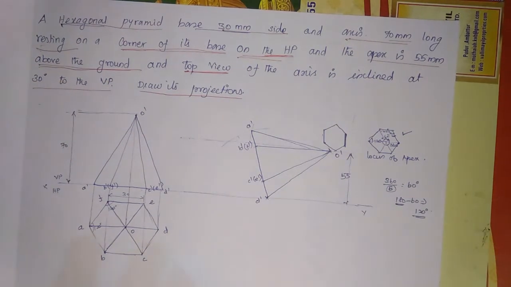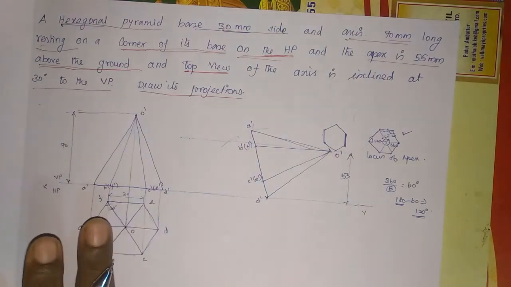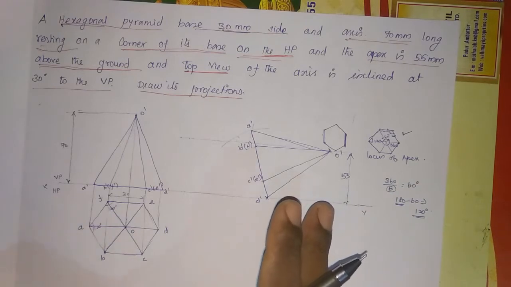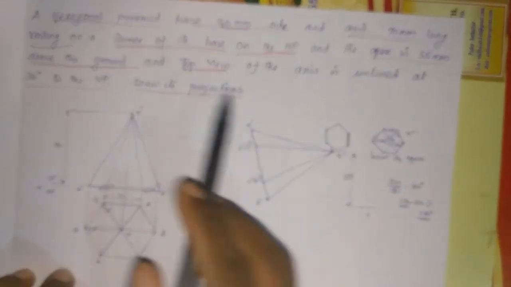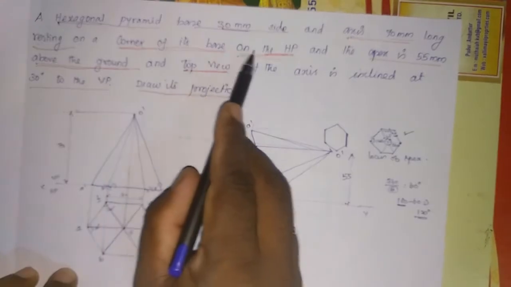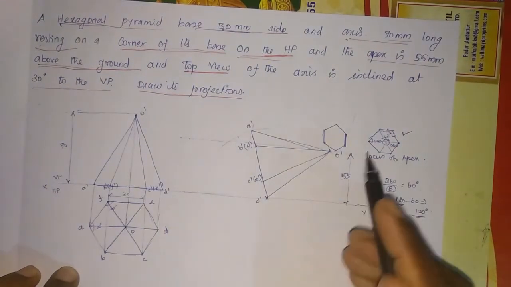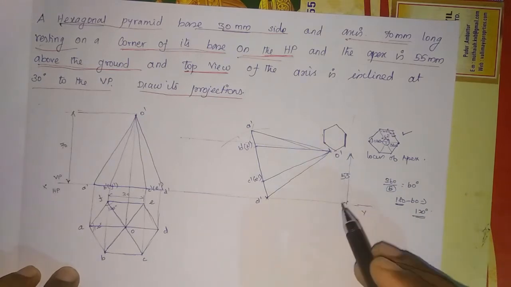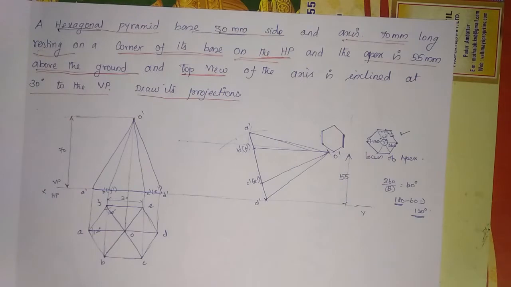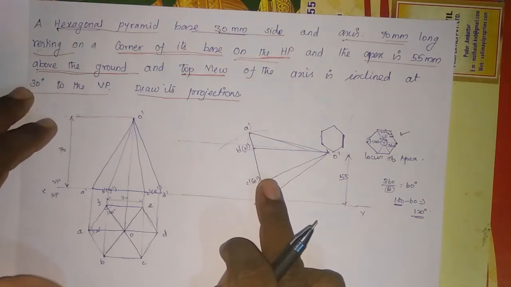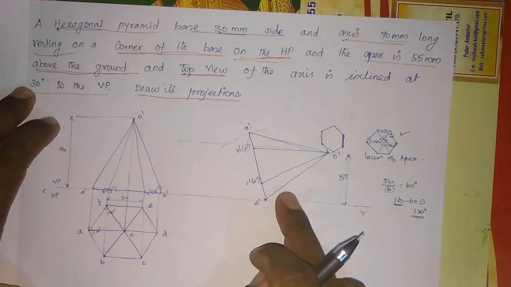Now we have changed its position from the simple position to the position given in the question. So you can check whether the question is satisfied or not. The corner of its base is on the HP, so that is satisfied, and the apex is 55 mm above the ground. So both conditions are satisfied. Now we draw the actual top view. This is the actual front view, the final front view.